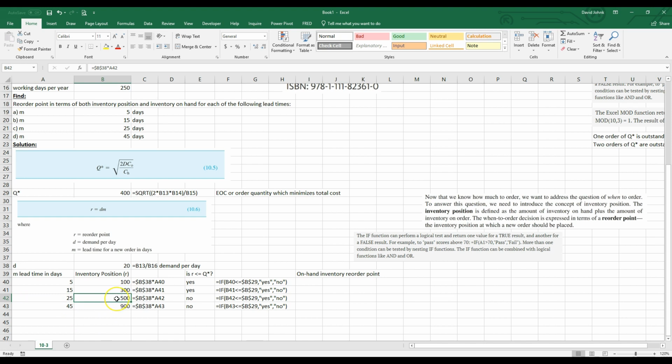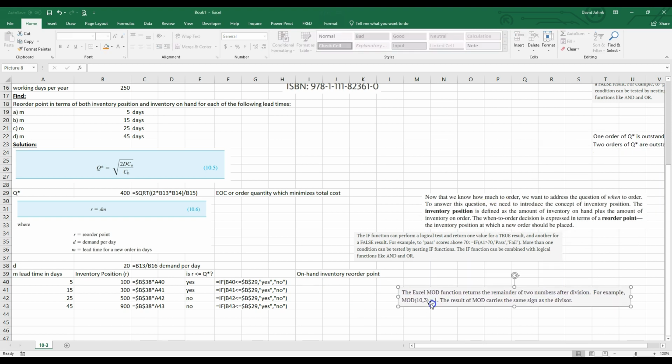So if my inventory is 500 coming in or in stock, well, I would already have had to order 400, because remember, I want to order 400 every time. I would have already had to order 400 at least once. So what would I have left? My inventory position would be 100. And here, I would have had to order 400 at least twice, and I'd still have an on-hand inventory reorder point of 100, because I'd have two orders coming in, because remember, this is my economic order quantity. So the way I could do this on Excel, I could use something called the mod function.